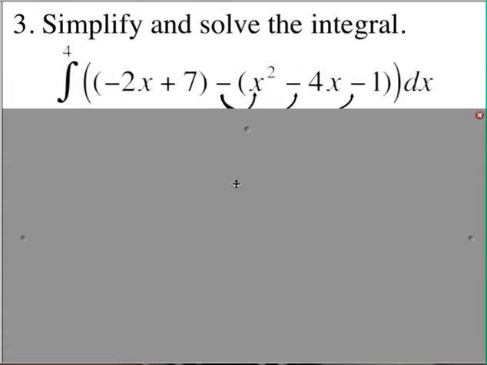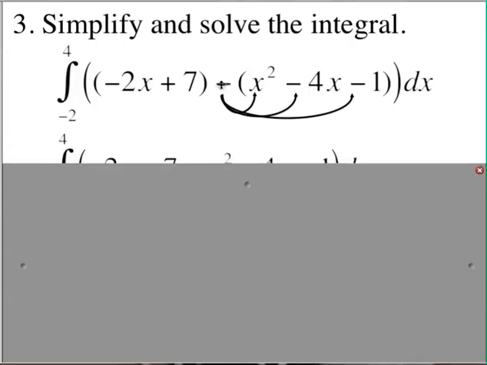And so the third step would be to simplify and solve the integral. So we had it set up where it was the greater minus the lesser. Now you always want to make sure your functions are in parentheses, at least the second one, because you want to make sure that you distribute the negative sign. So then I'm going to subtract x squared, and then I'm going to end up adding 4x because I'm distributing a negative to a negative, and then I'm also going to add 1.